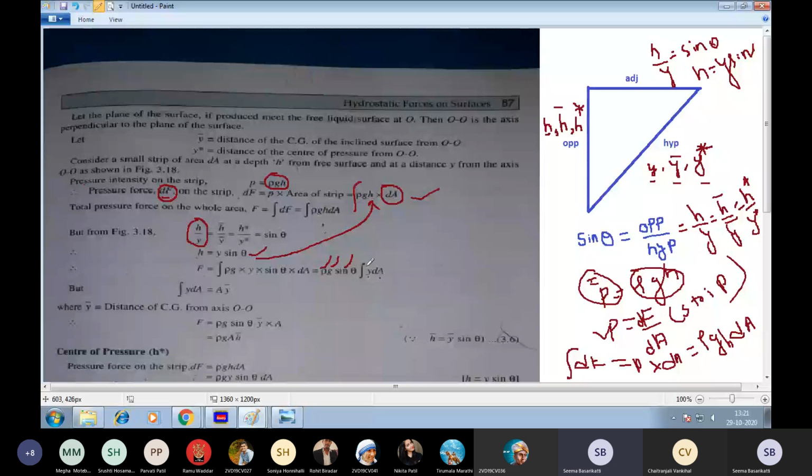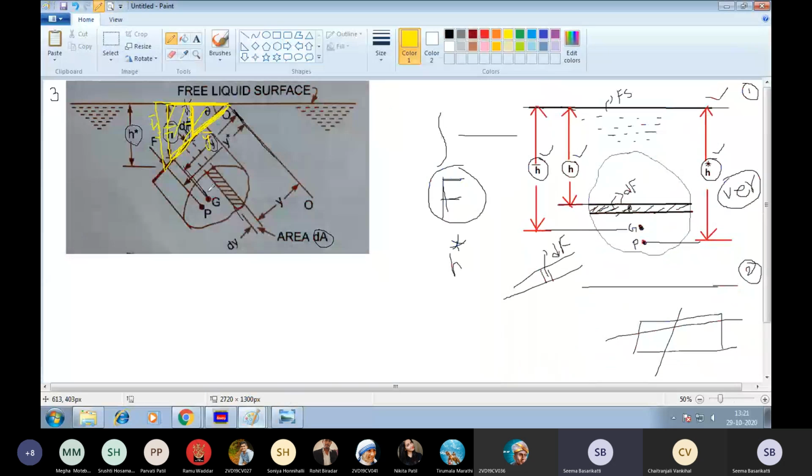Okay, because y is the term that is going to change. Why is it going to change? Suppose in the next case, think that this is the force F1. Now if I consider another strip here and calculate the force exerted, that is F2. So here the y value is also going to change. So for different distances, the y is going to change.